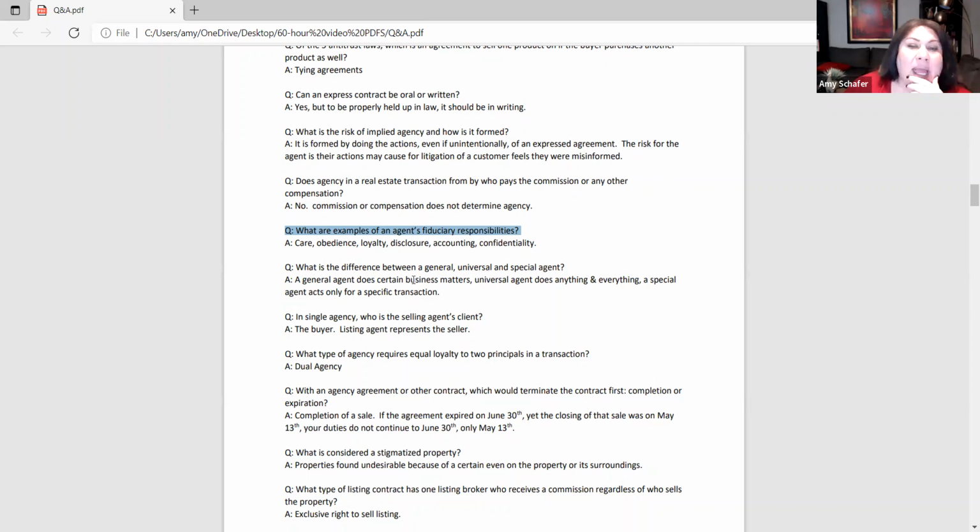A special agent acts only in a specific transaction. So let's say I help someone purchase a property, and then I help that same person sell their current property. I'm representing them as a buyer and then as a seller. That is not a general agent. It's actually a special agent twice. Another word that we're going to use for that is a single agent, where I represented them and only them in each of those transactions.